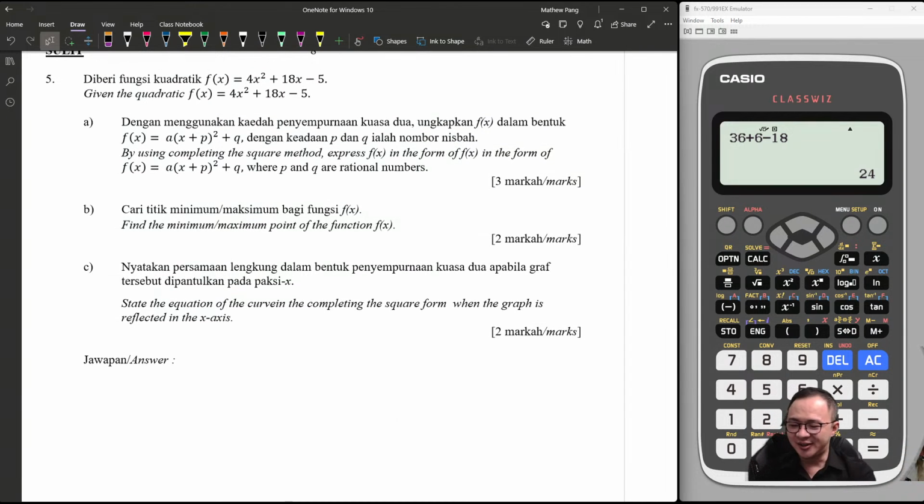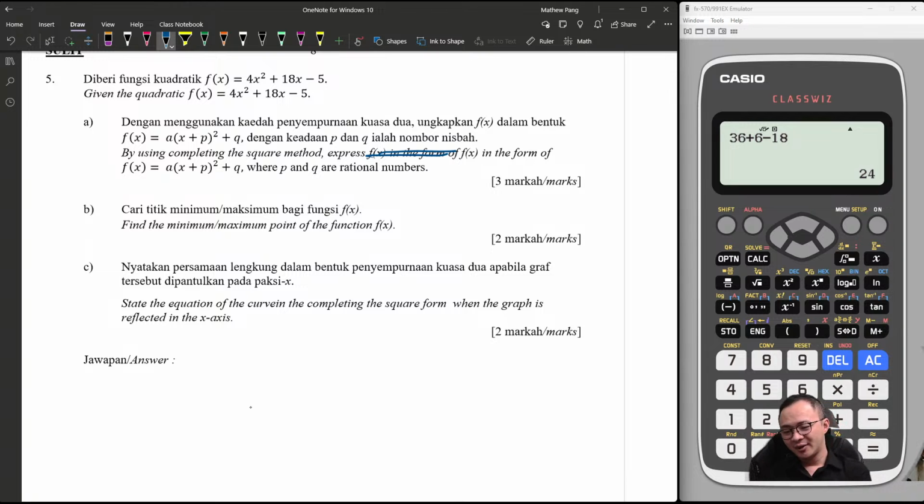The quadratic is given. This one is a vertex form. I think in Malay, they also call it bentuk vertex. So by using the completing the square method, express f(x) in the form given, I think they write the same sentence twice, where p and q are rational numbers.